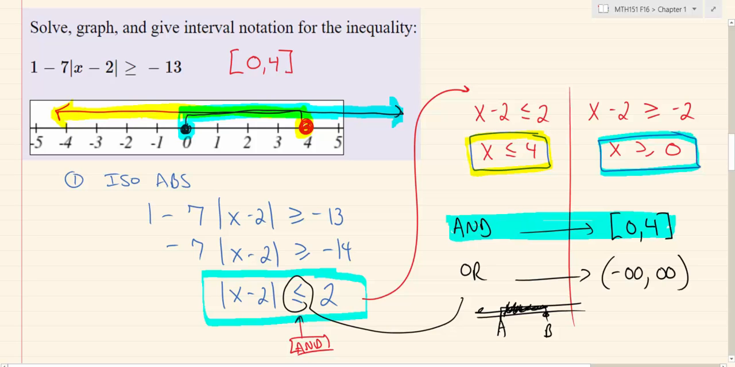If you wanted to, you could always pick points in that interval, plug them into the inequality, and show that they either make it true as you expect or make it false as you expect. One thing you could do is pick this point right here, negative 2, plug it into the inequality, and it should make the inequality false. If you pick the point 5 and plug it into the inequality, it should also make the inequality false. The only points that will make the inequality true are those in this region right here.